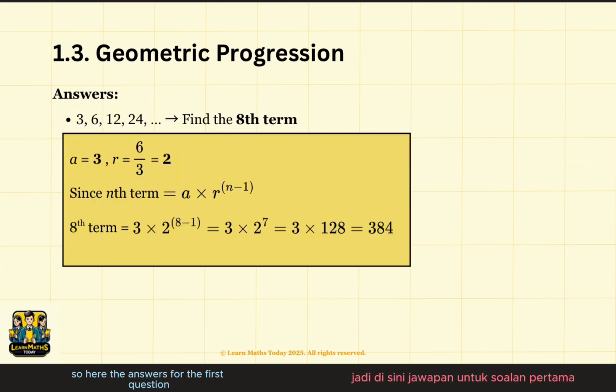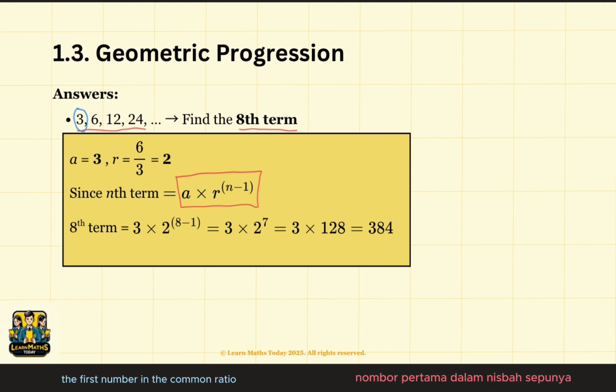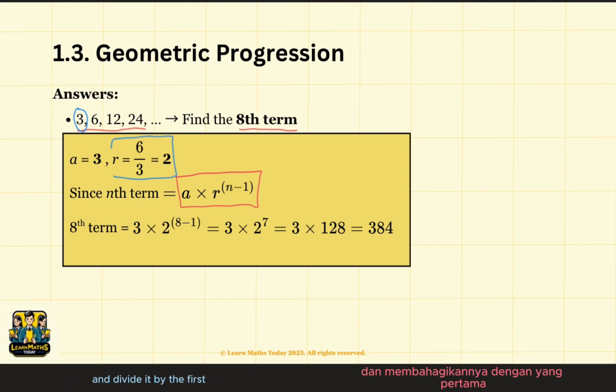So here are the answers for the first question. We are given this geometric progression and we are asked to find the eighth term. Now remember this formula. To find the nth term, you have to use this formula. We know that the first term, a, is always the first number. For the common ratio, we simply take the second number and divide it by the first, which is the second term over the first term.